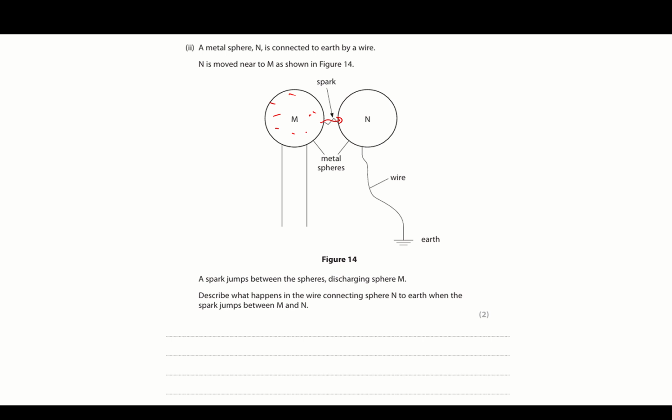So there is a potential difference there. There is an electric potential here, an electric potential there. Let's say this is at 0. Let's say that's at 2. Therefore, there will be a potential difference. So these electrons are going to want to jump across, and then they'll go down this wire to the Earth.